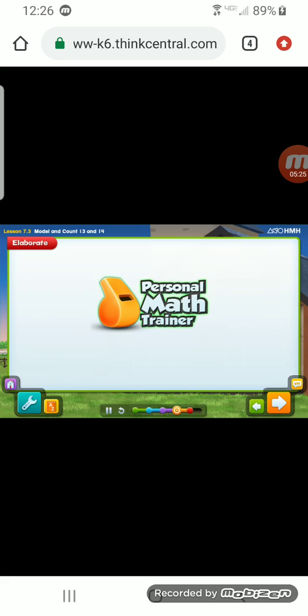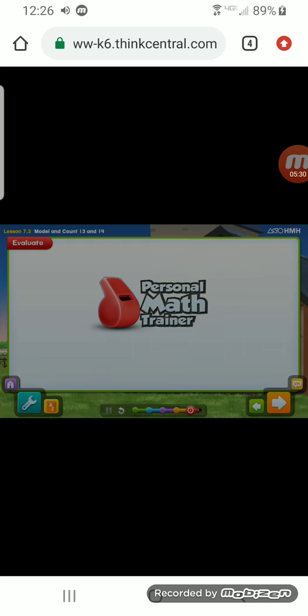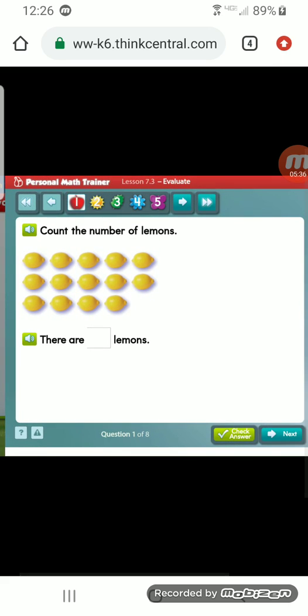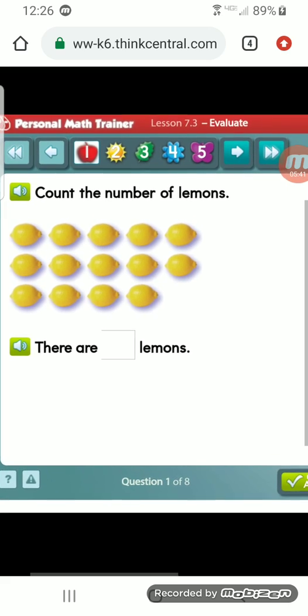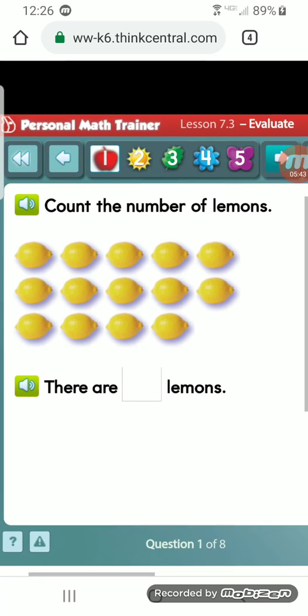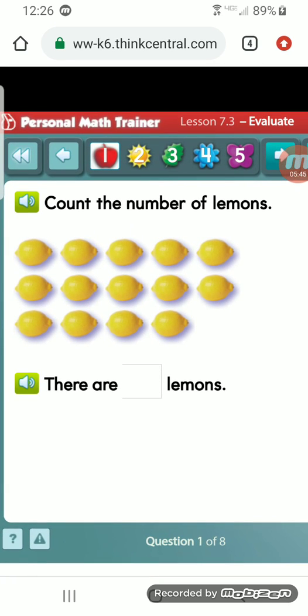Now let's practice with the personal math trainer. Now try your homework on your own. The first one says, count the number of lemons. So I'll make it a little bit bigger for you. Go ahead and count all of the lemons on the screen.